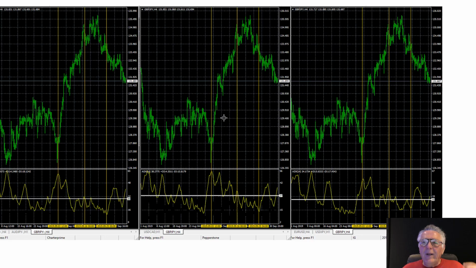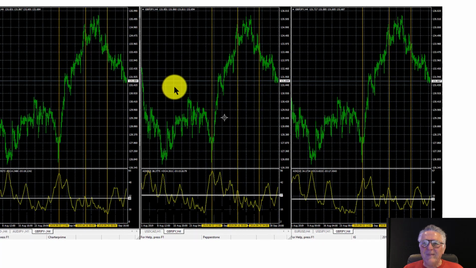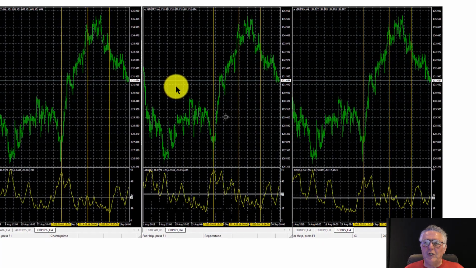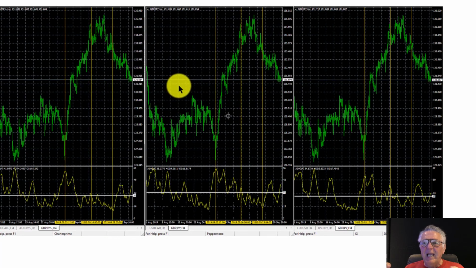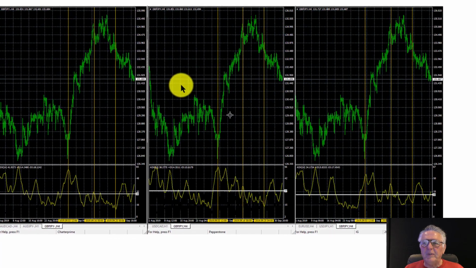So what I did was I loaded 3 broker accounts into my one computer and ran them concurrently. So I used Charter Prime, Pepperstone, and IG were the 3 brokers. I loaded the pound yen as the main currency, and I loaded the ADX indicator, the one that we use for the Make Money EA. And let's just look at what those charts look like. And you can see I've tried to make them as similar as possible.